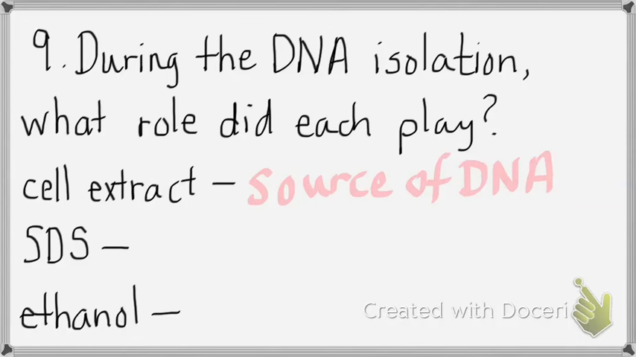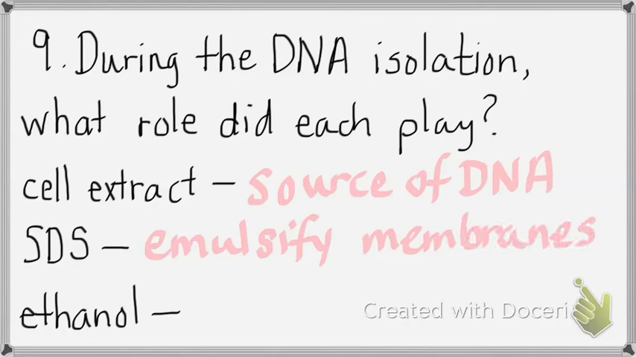Why did we need the detergent SDS? Emulsify. And we wanted to emulsify the membranes of the banana cell. That way the DNA could be freed from the cells and float up when we were doing our extraction. And then why did we need the ethanol? It pulled the DNA. It's almost like it was a chemical DNA magnet. It pulled the DNA up out of the mixture so that we could grab it. Everybody okay on that question?